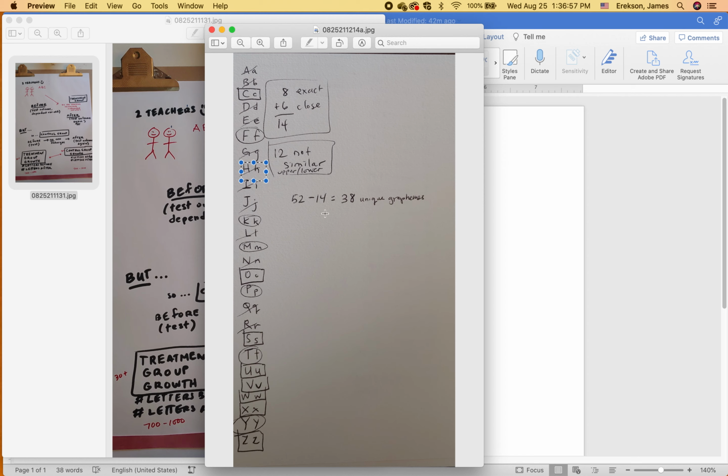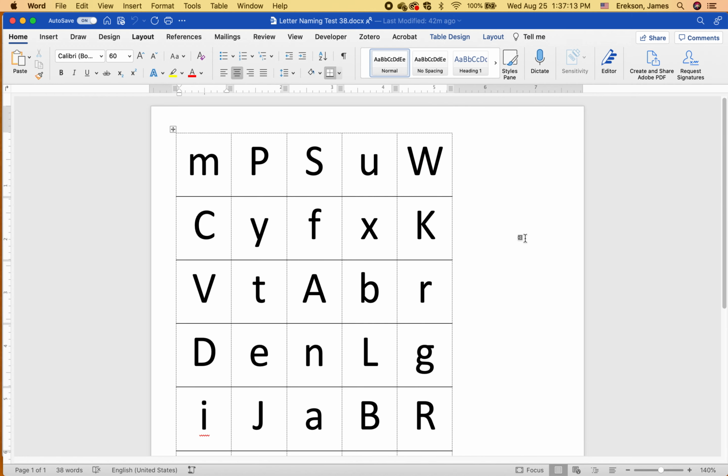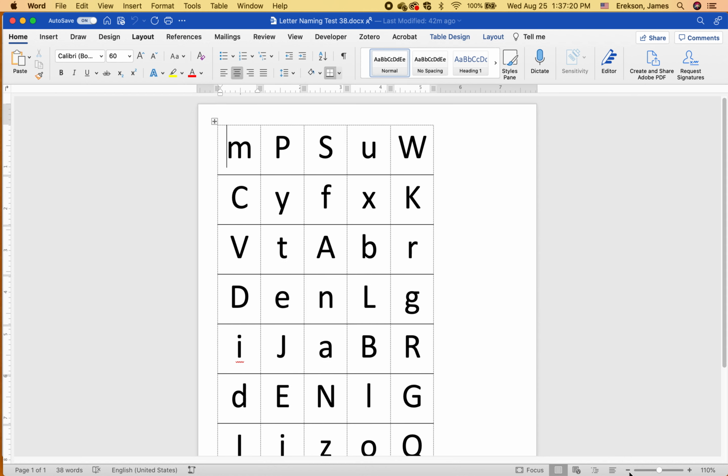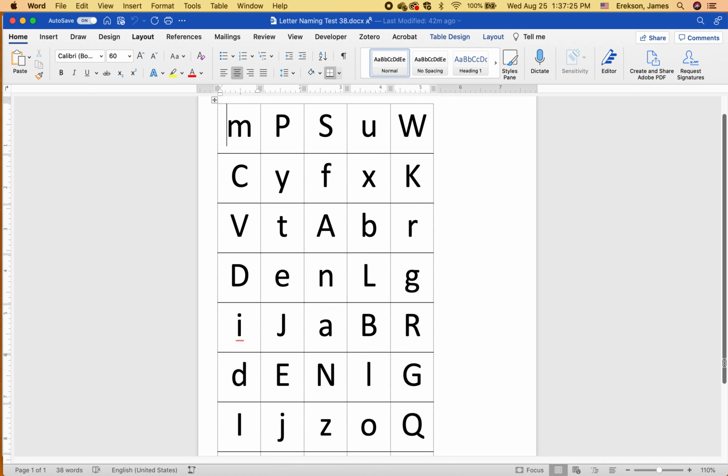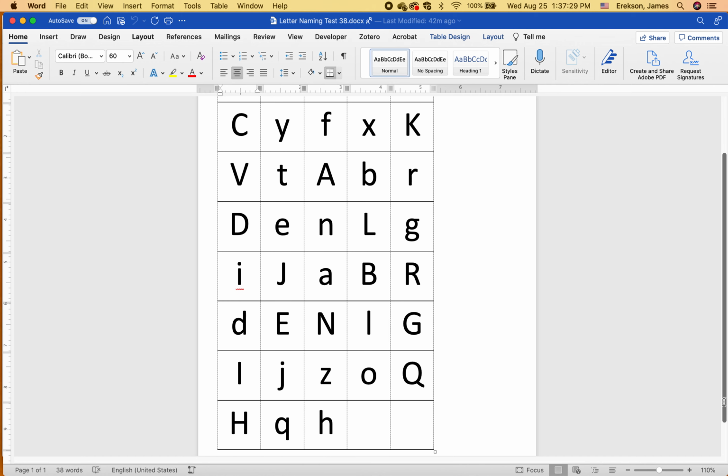But that just gives me a little bit of efficiency. Instead of putting 52 letters on the test, I can cut out 14 of these ones that I've circled and boxed around, leaving me with only about 38 unique graphemes or letters that I need to put on the test. And the test is going to look something like this because we want to randomize the letters, because we don't want kids to just be naming the letters based on their understanding of alphabetical order or their memorizing of the alphabet song. That's not what we're testing.